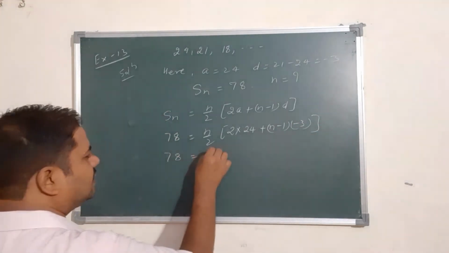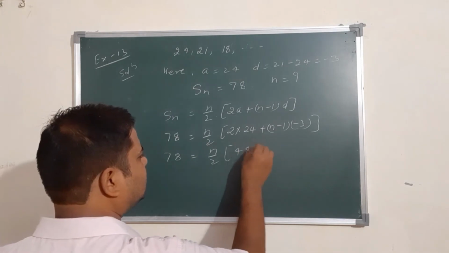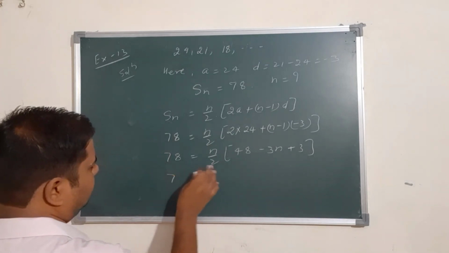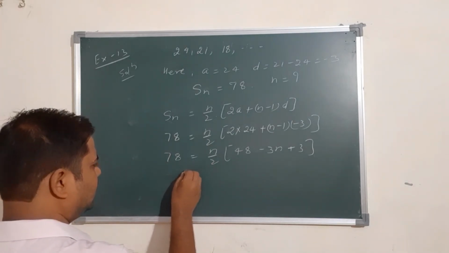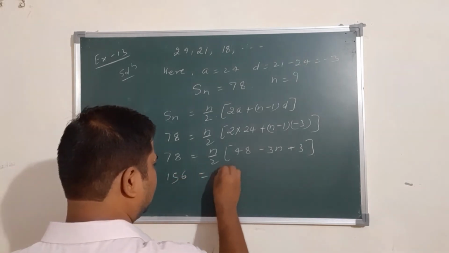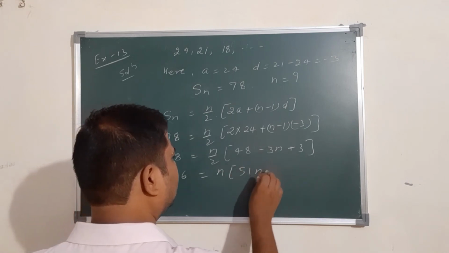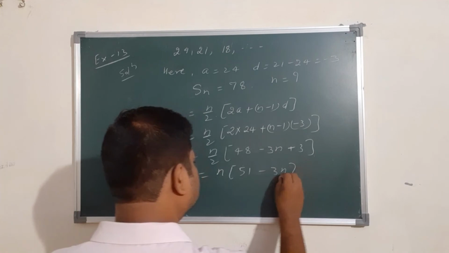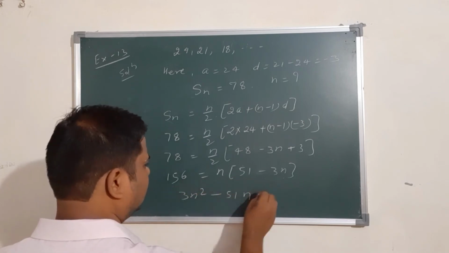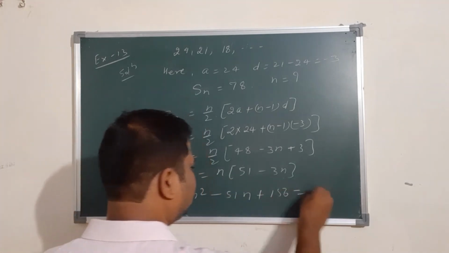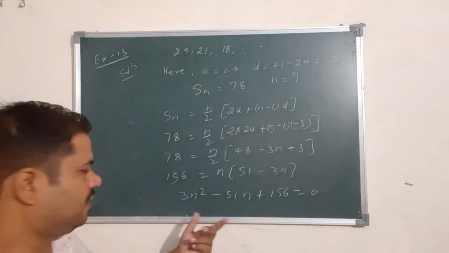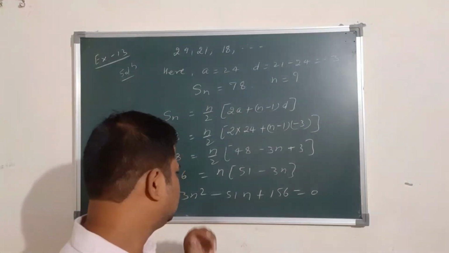So 78 is nothing but n by 2 into (48 minus 3n plus 3). So this is 78 multiplied by 2, which is 156, equal to n into (51 minus 3n). So this becomes 3n square minus 51n plus 156 equals 0. This is the equation. After solving this quadratic equation, we will get the value.